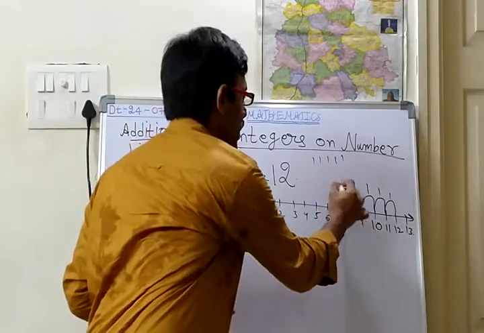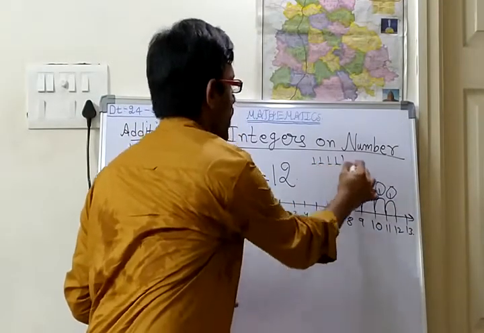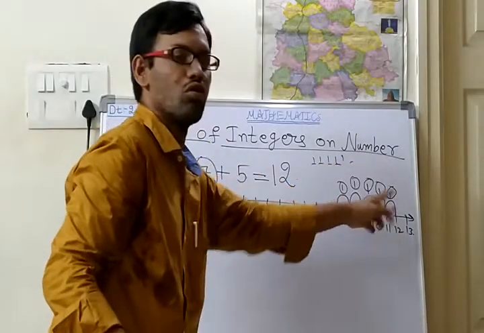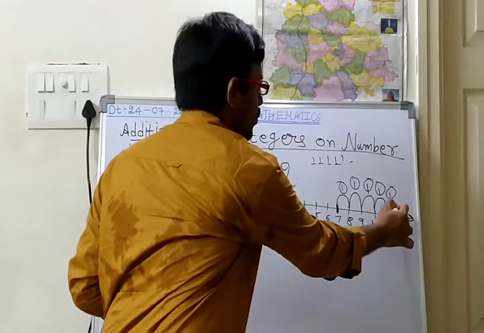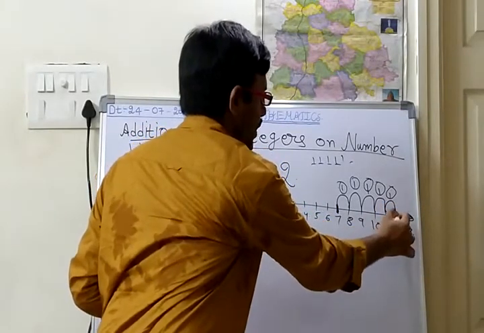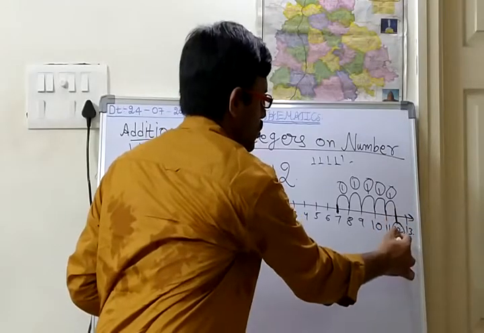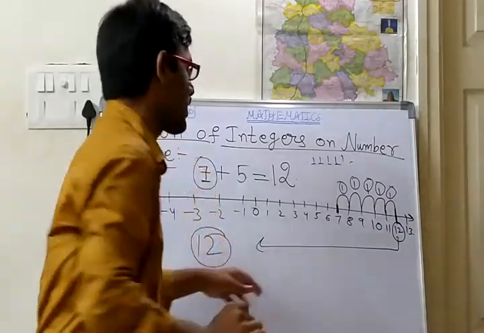So here how many times are there? 1, 2, 3, 4, 5. So 5 times you should move forward. After moving to the fifth step, what is the number there? 12. So 12 is your answer. Like this you have to do.